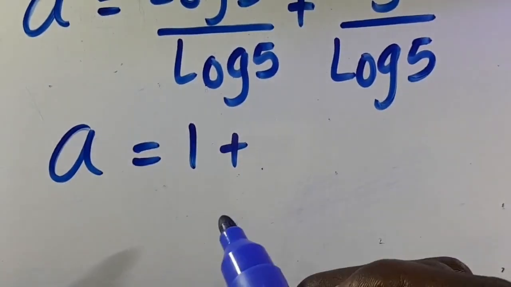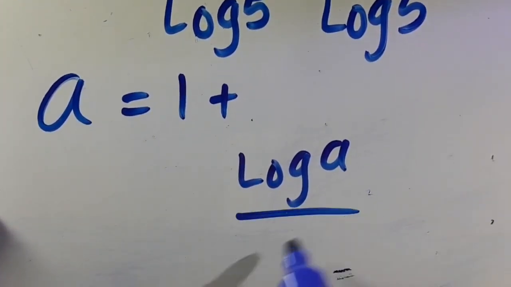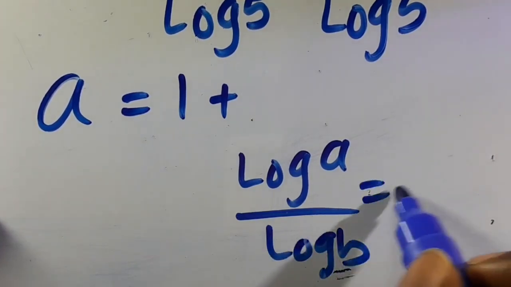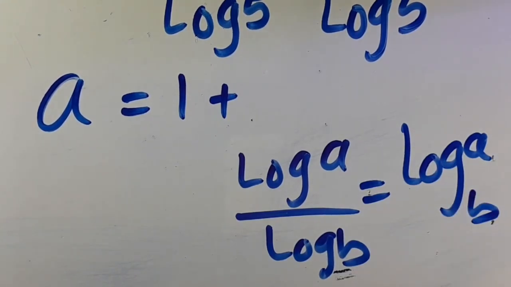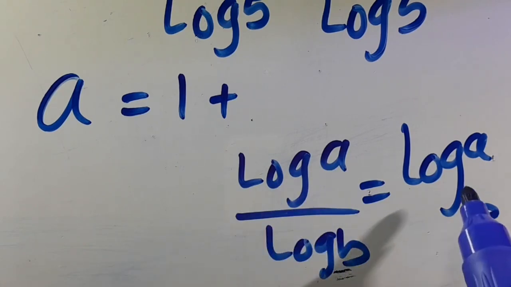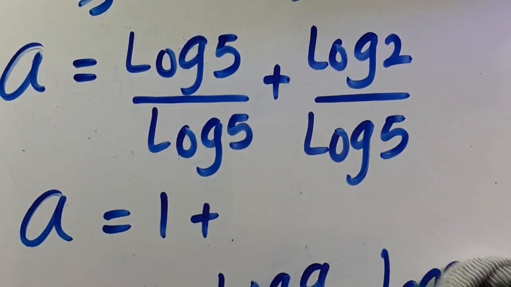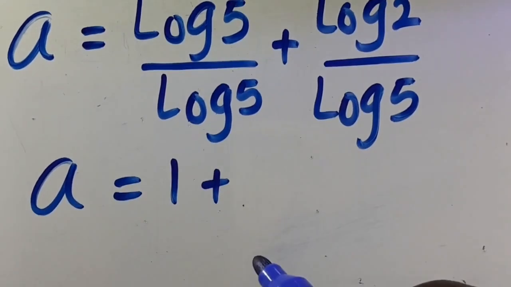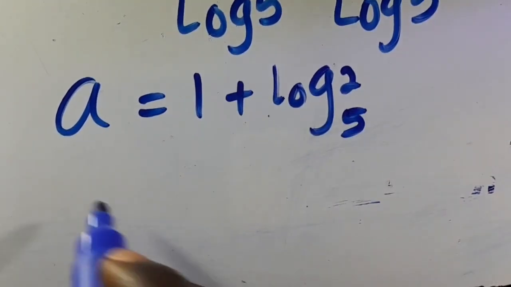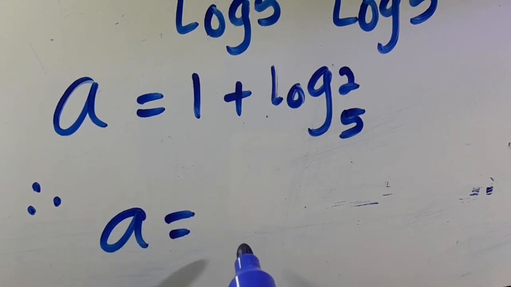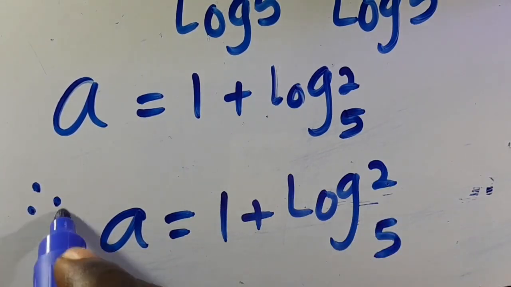Now recall, when you have log a divided by log b, this equals log of a in base b. So let us apply this ideology that is equivalent to this here. So we are going to have this to be log 2 in base 5. So finally we have a equals 1 plus log of 2 in base of 5.